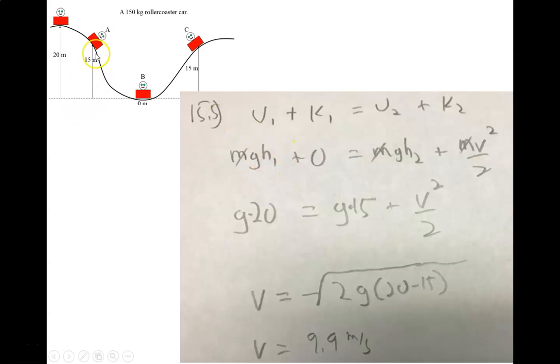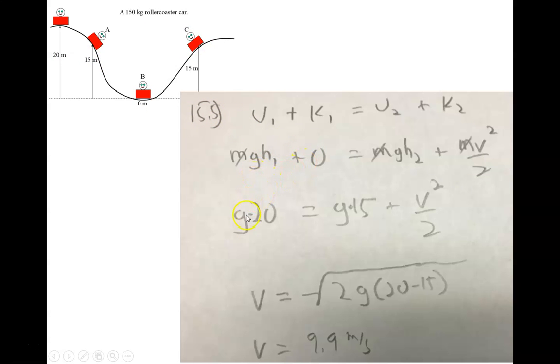Now notice I considered this to be my 0 energy state, my 0 elevation state. You always have to consider one elevation to be your 0 state. I could have considered this to be my 0 elevation state and said that my height was 5, and I would have gotten the exact same answer as what I'm going to get here, and I'll show you why.